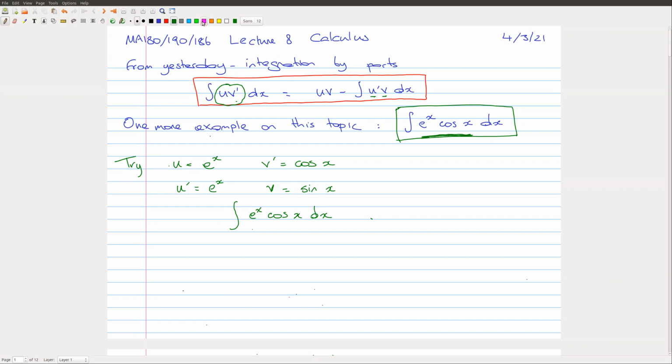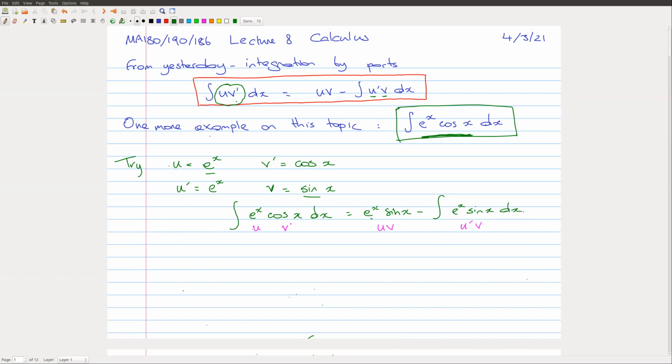This bit is u, this bit is v dash. That should be equal to uv minus the integral of u dash v. So let's put in all those elements and see what it looks like. Okay, so u is e to the x, v is sine x. So this is e to the x sine x. And then we have minus the integral of u dash v, which is e to the x sine x.